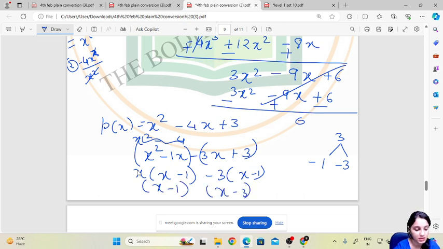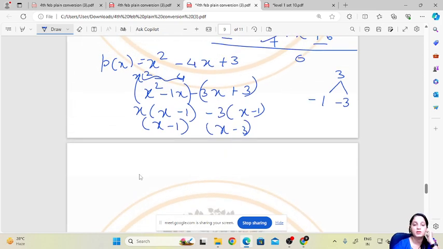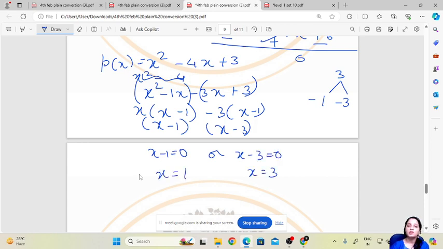Okay, then these are your two zeros, x minus 1 equal to 0 or x minus 3 equal to 0. x will be equal to 1, here x will be equal to 3. So therefore the other zeros are x equal to 1 and x equal to 3.